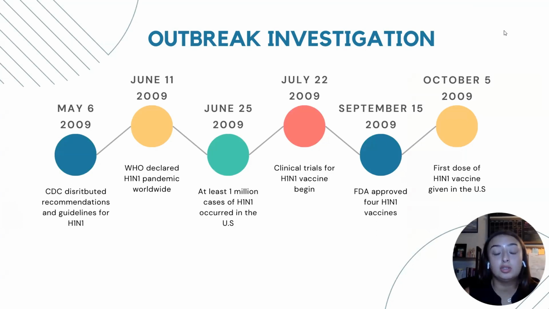July 22nd, clinical trials for the H1N1 vaccine began, and by September 15th, the FDA approved 4 H1N1 vaccines. And by October 5th, the first dose of the H1N1 vaccine was given within the United States.